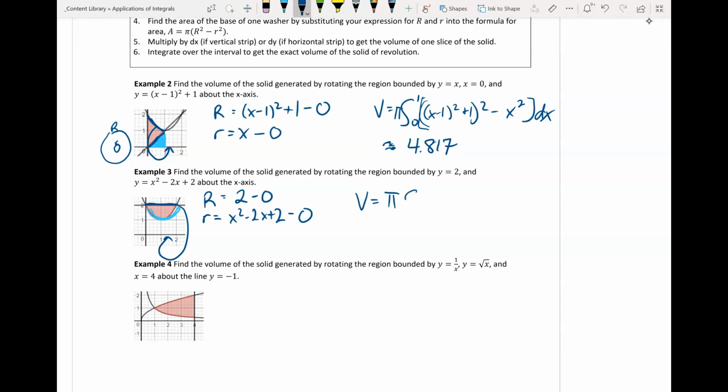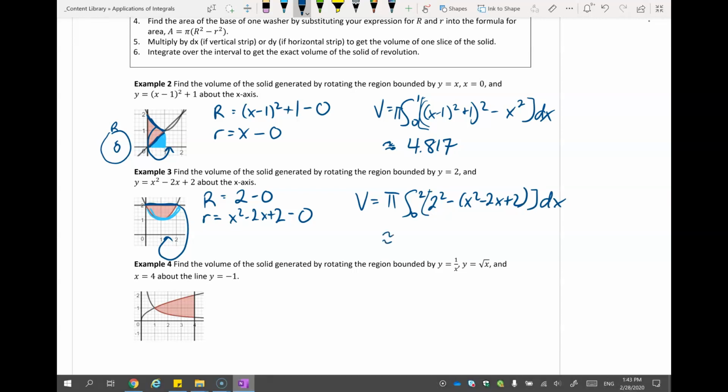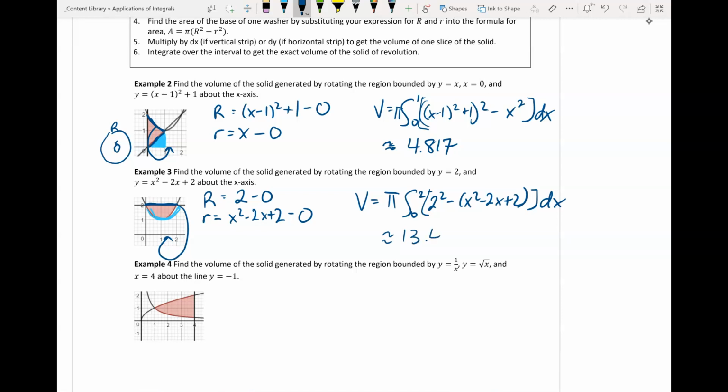We have pi, integral from 0 to 2, looking at our left and right hand bounds. That'll be big R squared minus little r squared dx. Again, you can put this into your calculator to find the integral, which is 13.404.